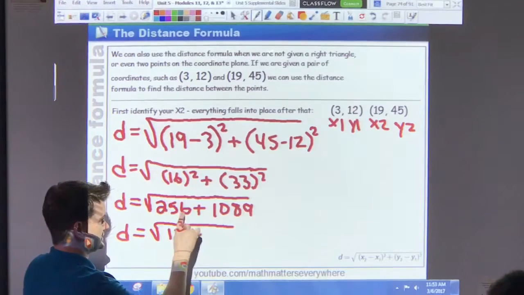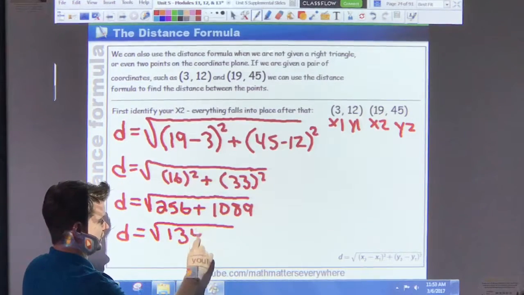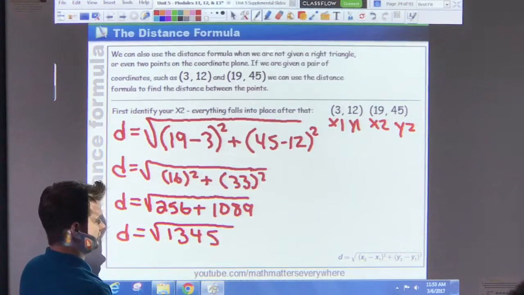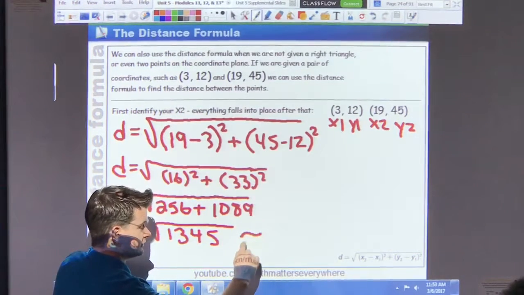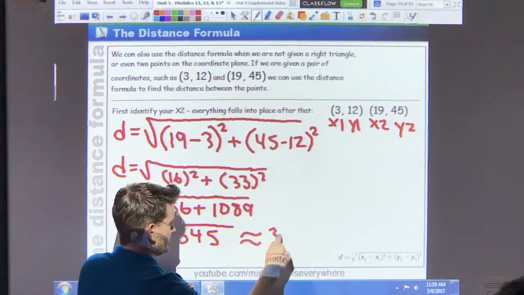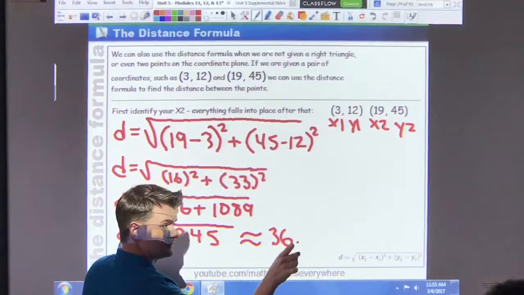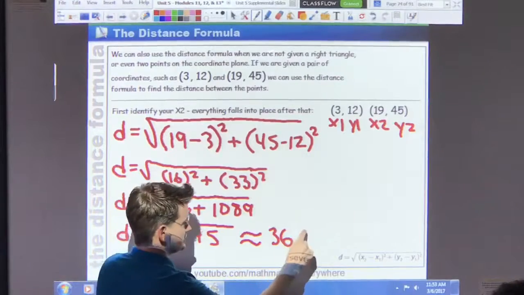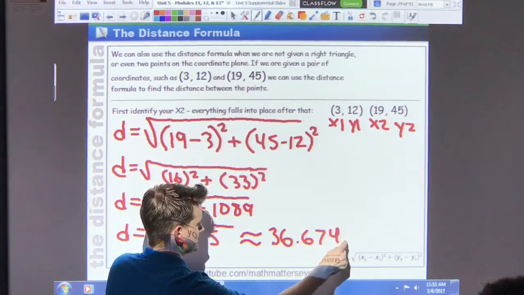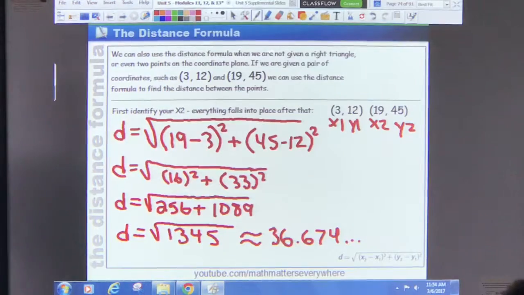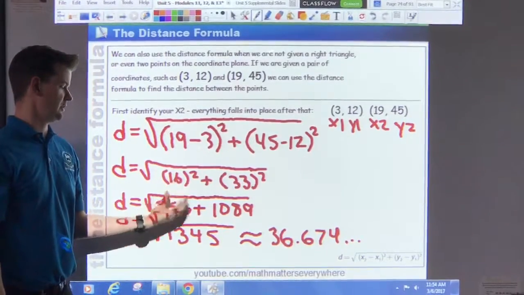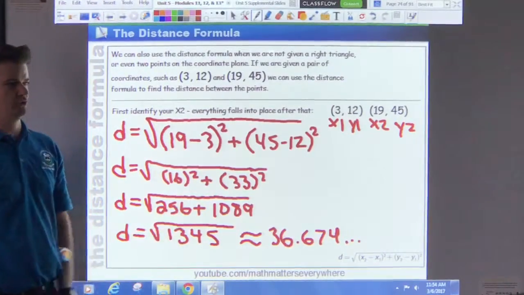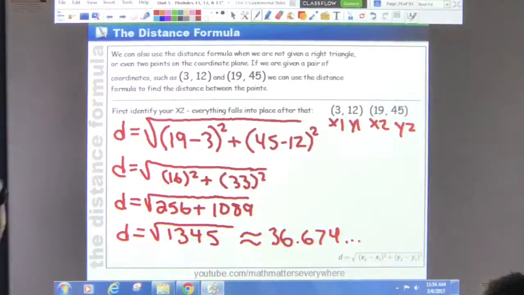We add those together, and we're going to get 1,345. A 6 and a 9, that has to be ending with a 5. So 1345. You take the root, and it's going to be approximately 36.674... Irrational number goes on without terminating or repeating. So you have to be very careful in the setup. Then you do what's in the parentheses. You square them, you add them, you take the root. It just takes a little practice.